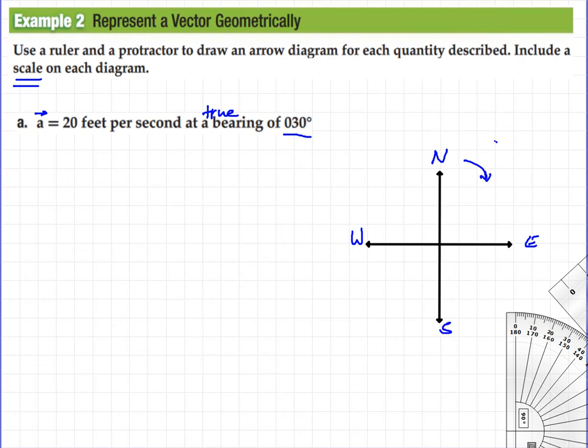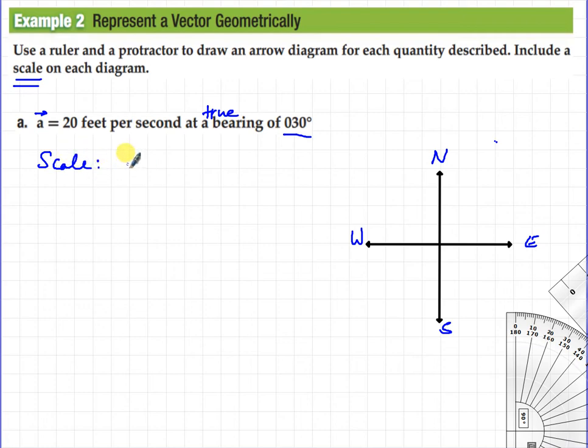Now, before I draw the arrow, I need to know how long this arrow should be. And to know how long this arrow should be, I need to use a scale, because here A is 20 feet per second. I cannot draw 20 feet per second here. I can draw a number of centimeters, 2 centimeters, 3 centimeters, 4 centimeters, etc. So that's why I need to set a scale. And the scale that I have to choose has to be a convenient one.